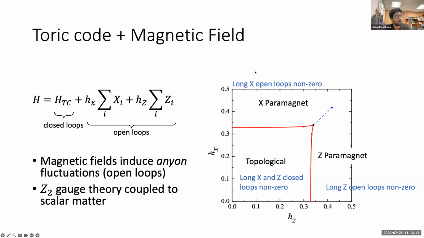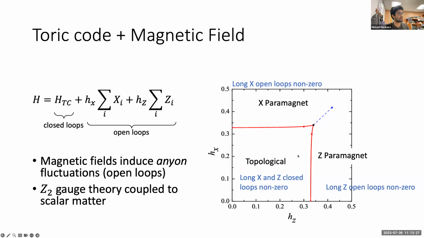And if you want the long X open string or Z open string operators to be non-zero, you actually need to leave the topological phase. So if you apply a large enough perturbation along X or Z, you'll eventually leave the topological phase, and these open strings, which create and annihilate anions at their endpoints, will become non-zero. However, as long as you remain in the topological phase, the thing that will be non-zero are the closed loops, the Gauss law operators, which essentially measure large regions and tell you that there's no enclosed charge, no anions.